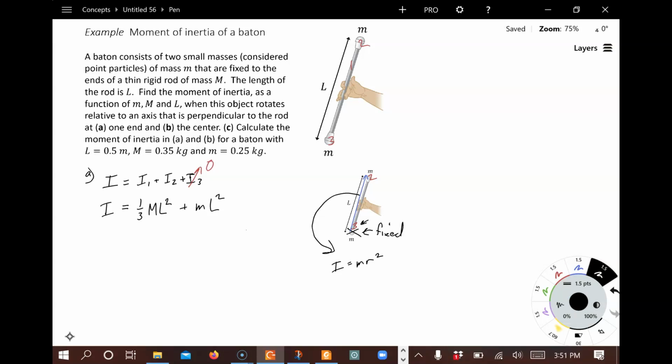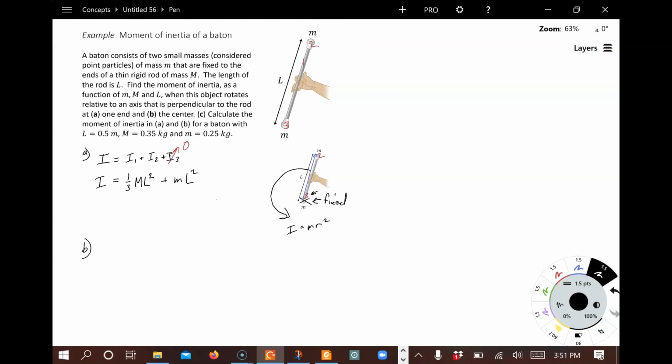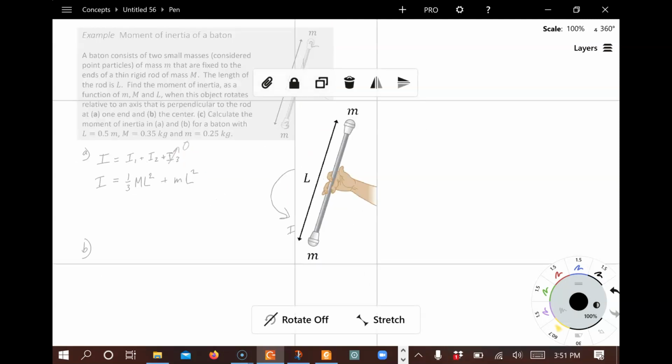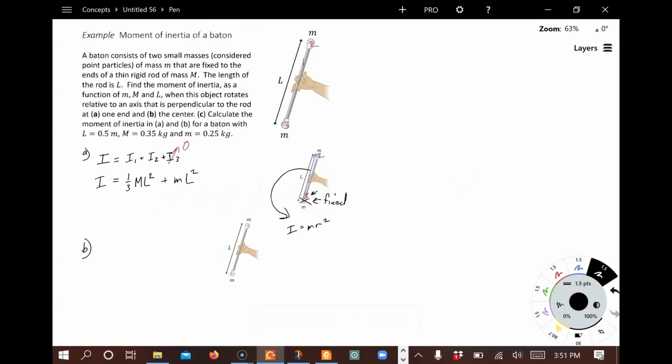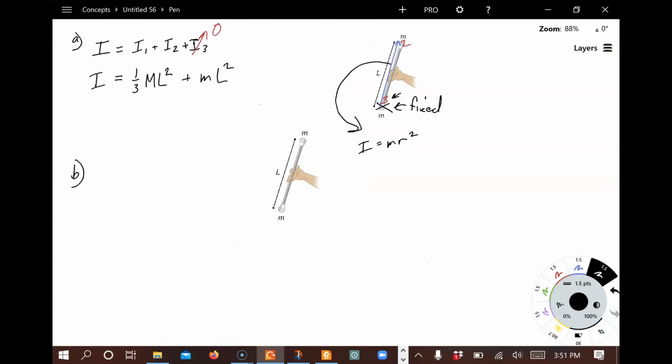Let's look at part B here. For part B, we have a slightly different axis of rotation. If we look at this one here for B, right in the center is our axis. I'm going to rotate right about this, and we can rotate the baton about that axis. This remains fixed. Again, we're going to add up the three things to get the total moment of inertia here.